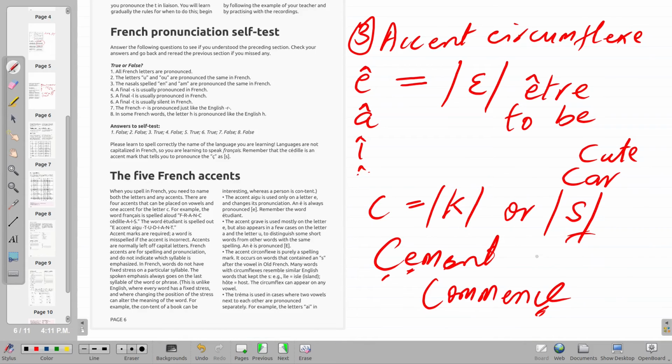In most cases, C coming before O, A, U will be pronounced K. But for C coming before E, I will be pronounced S. That's why you have cinema, for example.